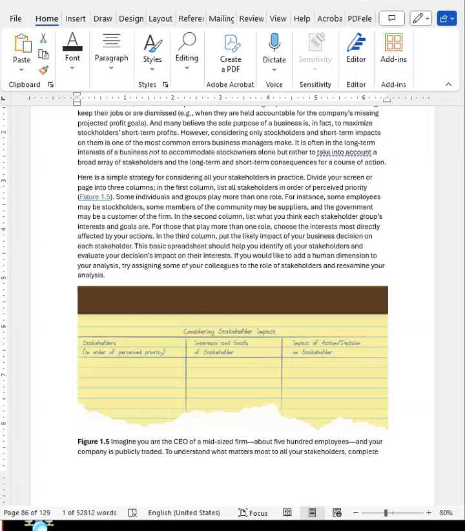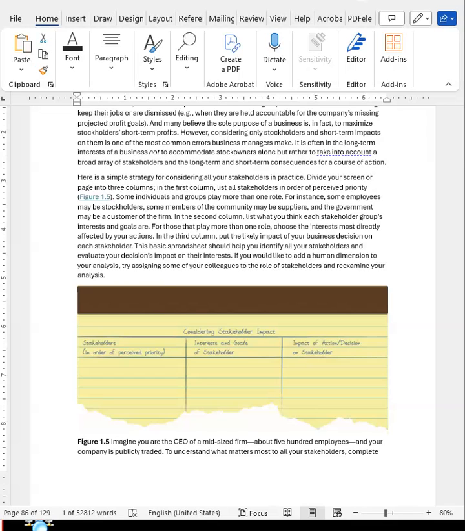Here is a simple strategy for considering all your stakeholders in practice. Divide your screen or page into 3 columns. In the first column, list all stakeholders in order of perceived priority, figure 1.5. Some individuals and groups play more than one role. For instance, some employees may be stockholders, some members of the community may be suppliers, and the government may be a customer of the firm.